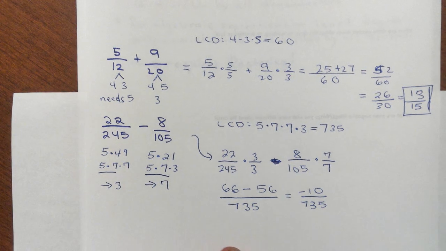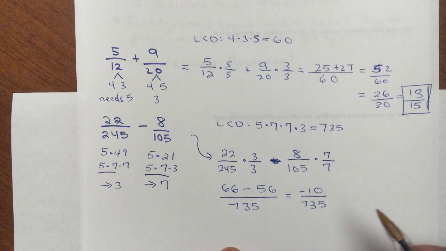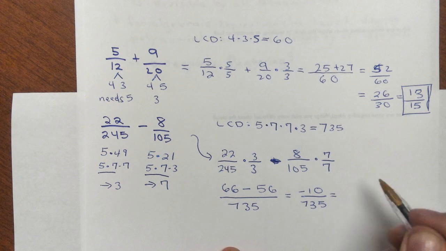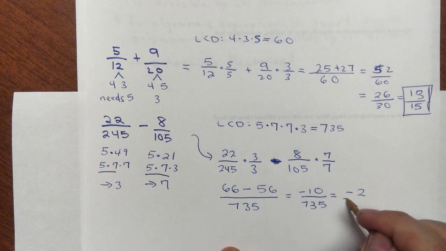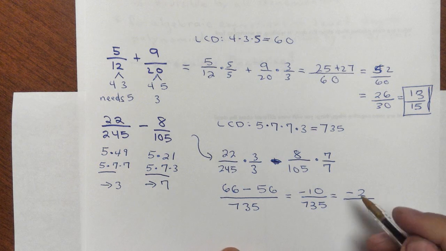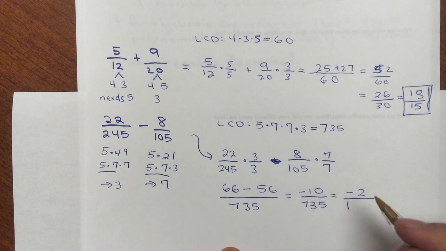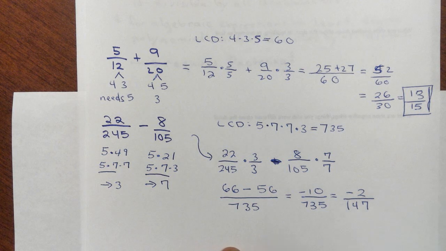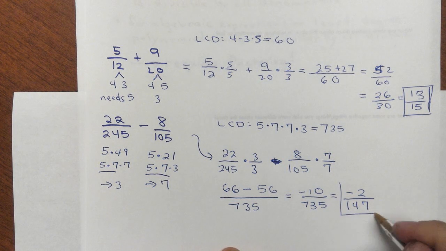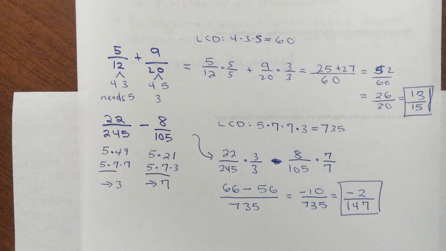And again, you should always simplify your fractions. 5 is clearly a factor of the numerator and the denominator, so what I get is negative 2 over, excuse me, 147. Negative 2 over 147.